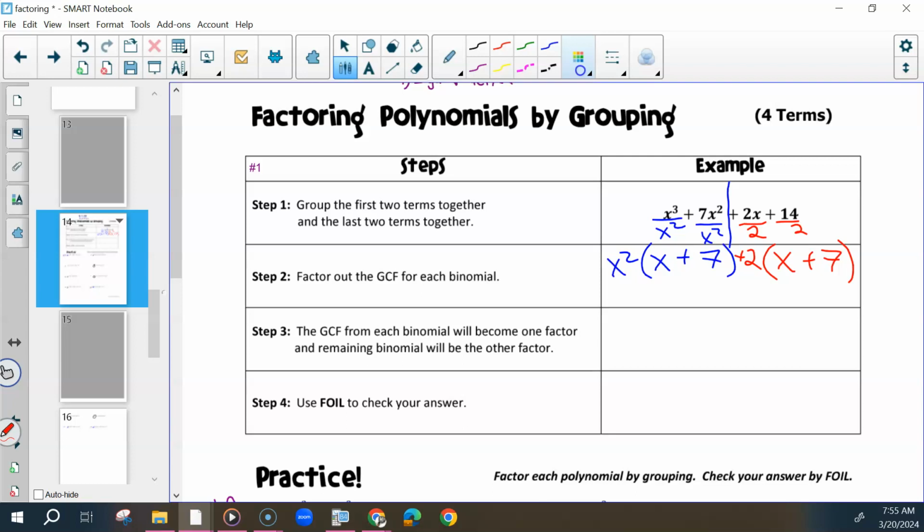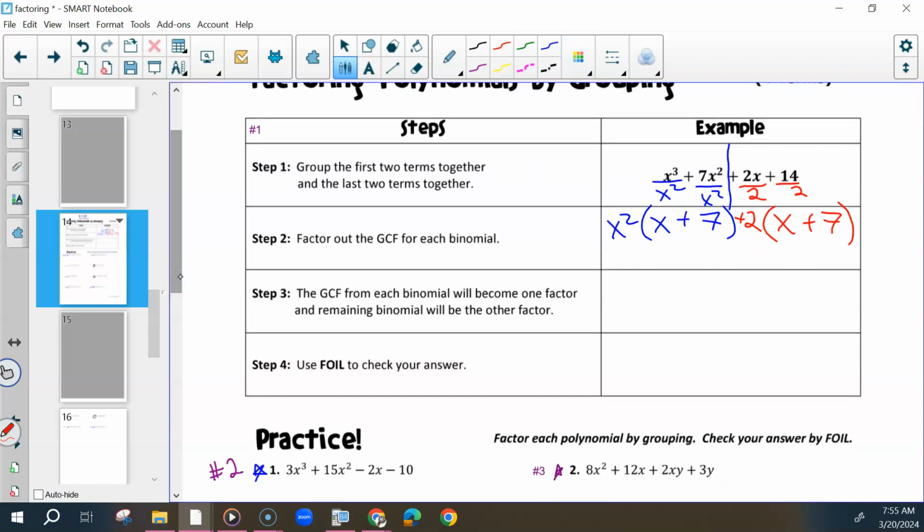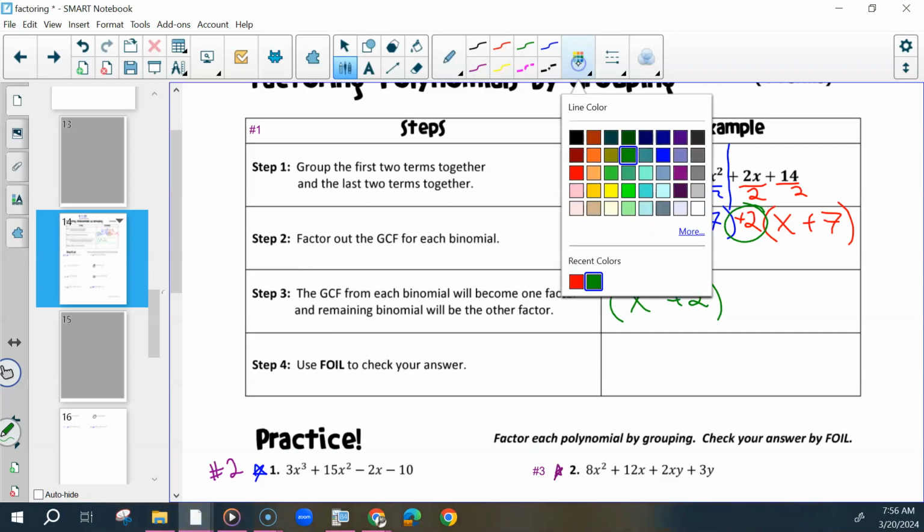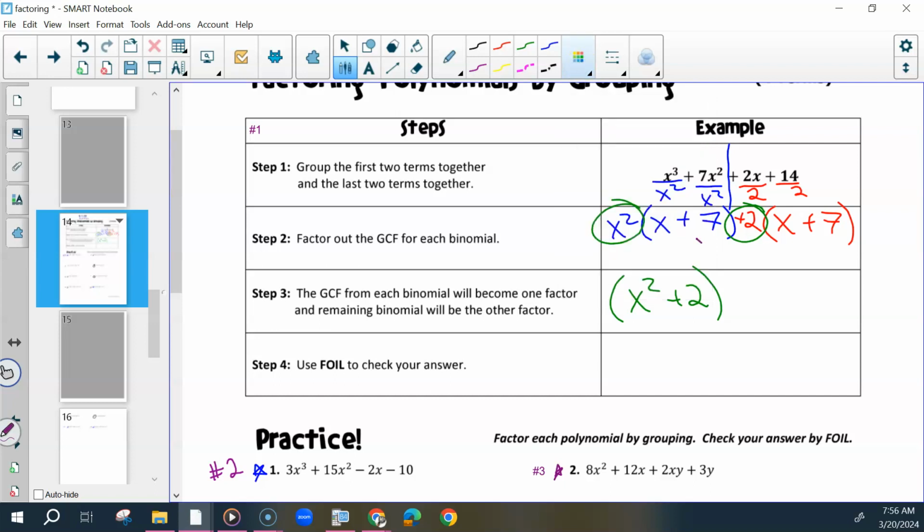So even while you're doing this, you could assume what the other part should be, but still do the work to make sure you get the same thing. Both should be the same. So once you have that, you're going to take whatever's on the outside and put those together in a set of parentheses. Then the insides are the same, so you just need to write one of them. And that would be your second factor.